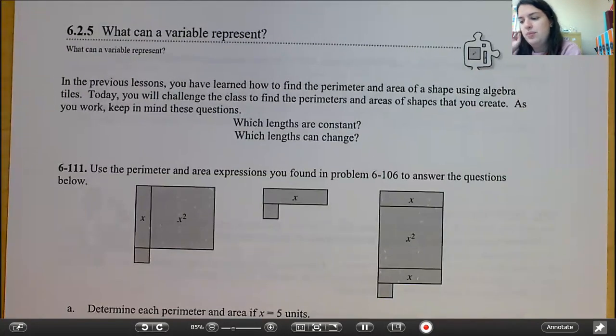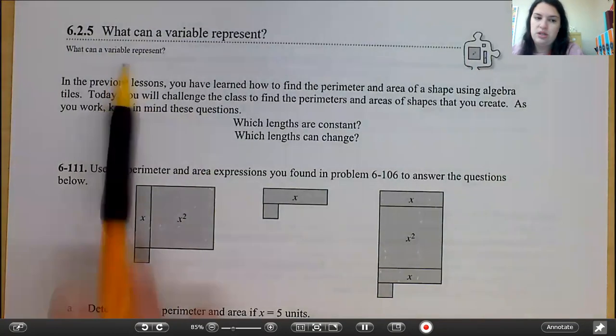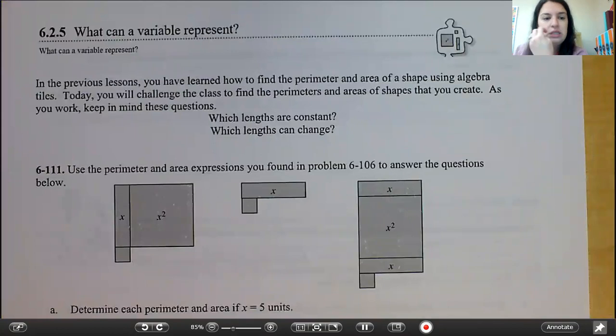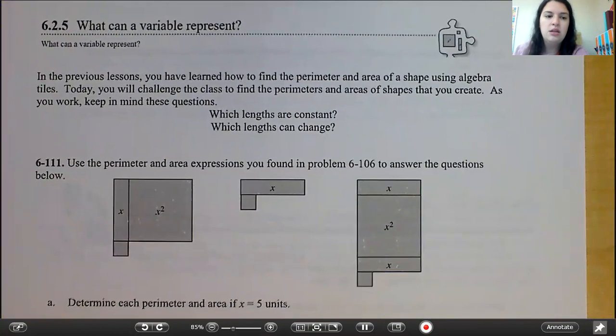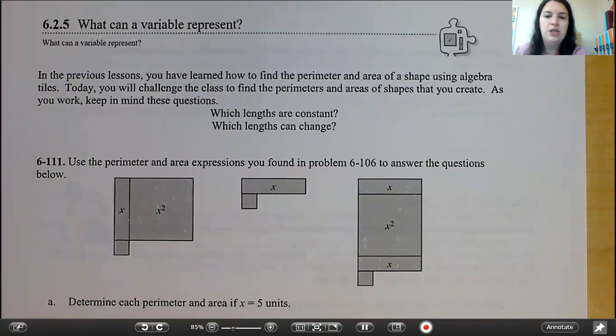What can a variable represent? In the previous lessons, you have learned how to find the perimeter and area of a shape using algebra tiles. Today, you will challenge the class to find the perimeters and areas of shapes that you create. As you work, keep in mind these questions. Which lengths are constant? Which lengths can change?